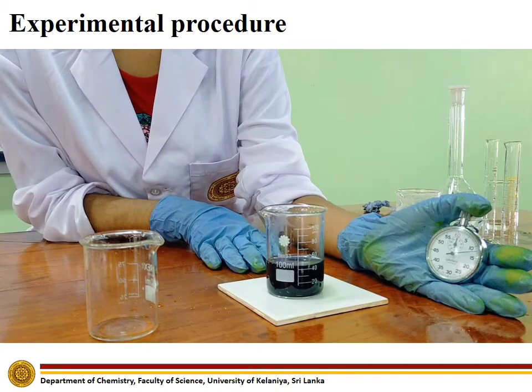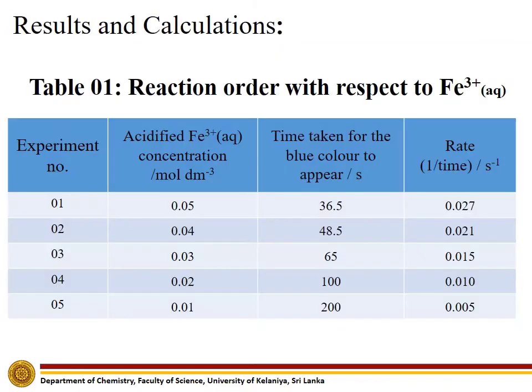Similarly, perform the second, third, fourth and the fifth experiments of the above table and measure the time taken for the appearance of a blue color solution. The results of the experiments that were conducted to determine the reaction order with respect to ferric ion concentration is given in this slide.